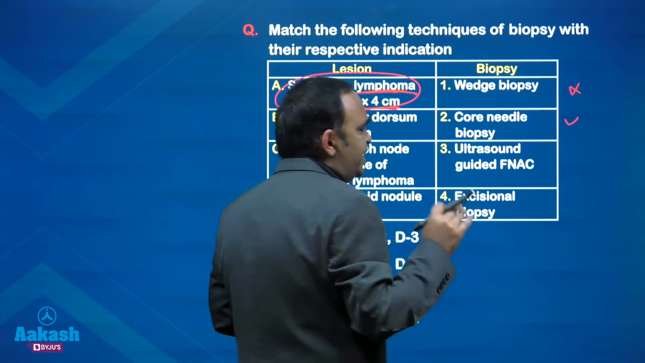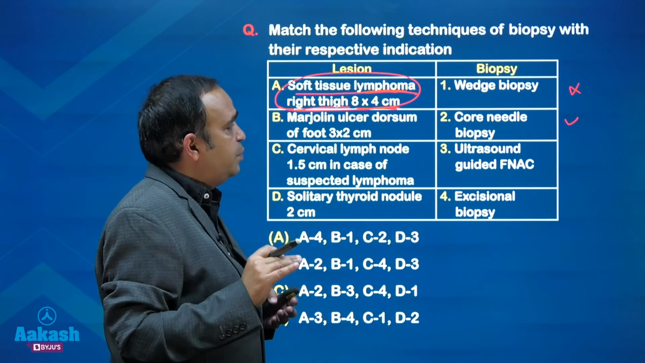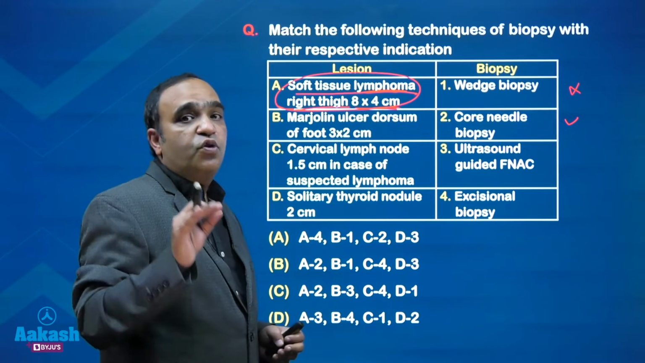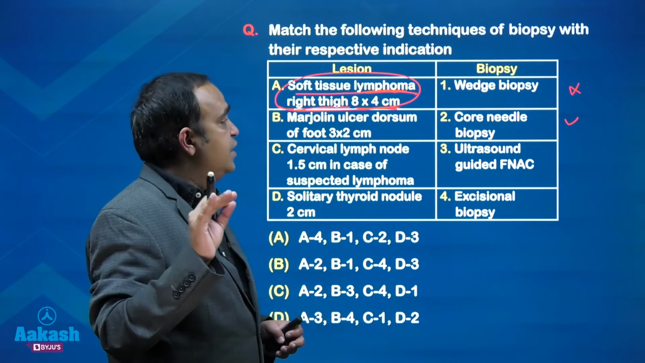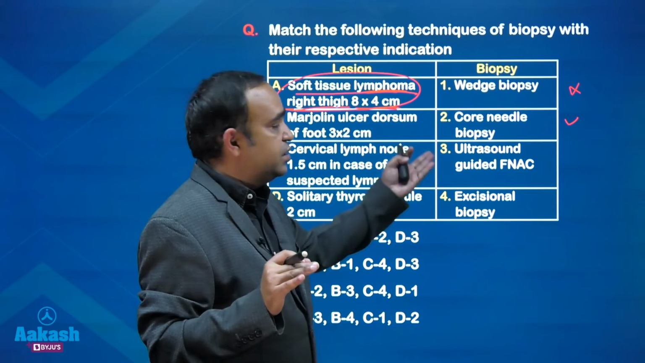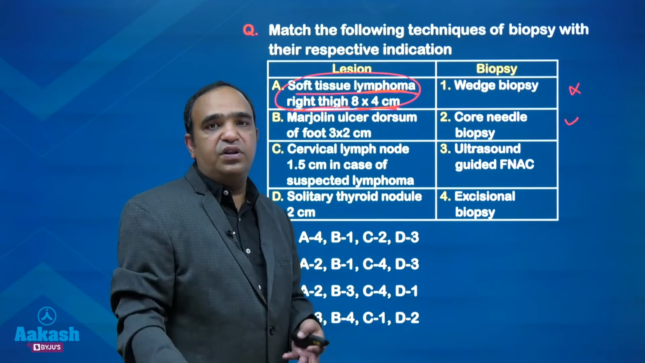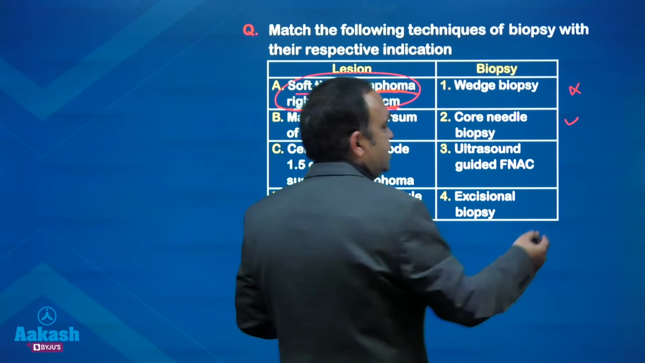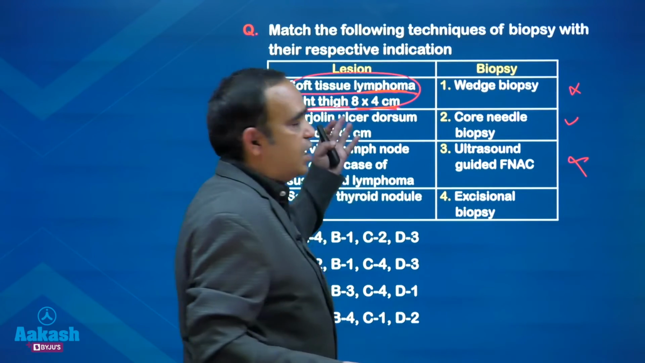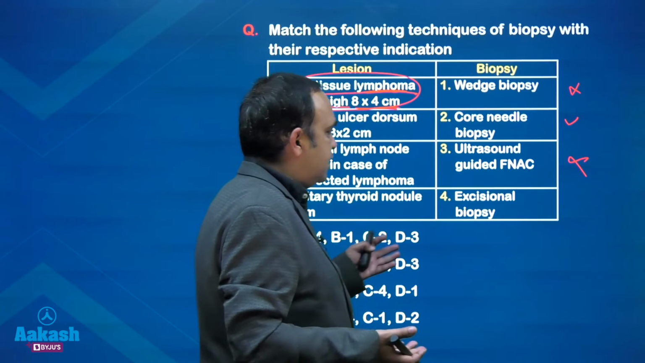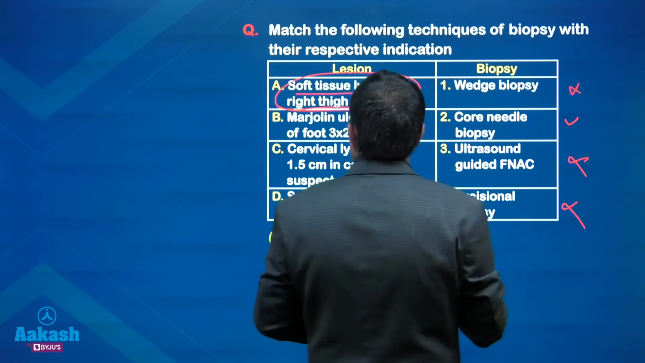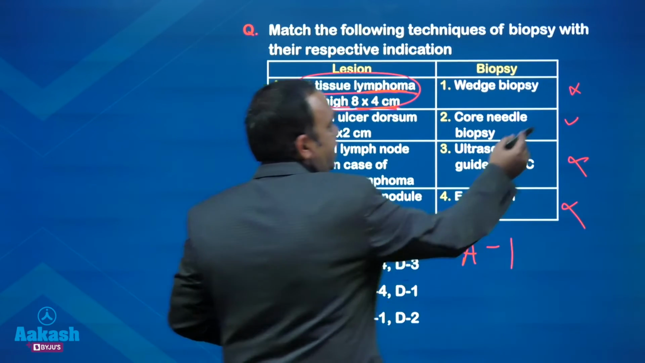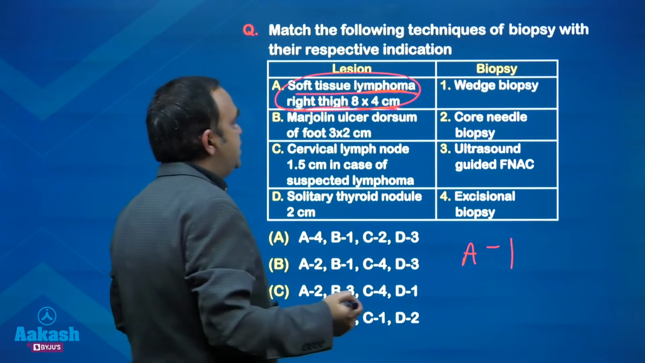USG guided FNAC. Had it been simple FNAC, I would have taken it. But FNAC also gives you only a cytological diagnosis. It's a suspected lymphoma, so biopsy is a better form, right? So FNAC alone is not sufficient. Plus ultrasound: it's a tumor in front of you in the thigh. You can straightforwardly take an FNAC. You don't need an ultrasound for it, right? So this is again out. Excisional biopsy: it's a large tumor, plus not all lymphomas require surgical resection. So this is again out. So A is 2, right? So very easy, as I told you, just apply the basic principles.